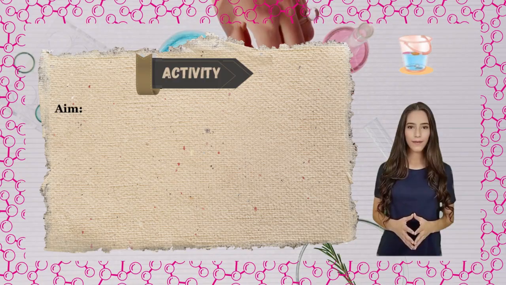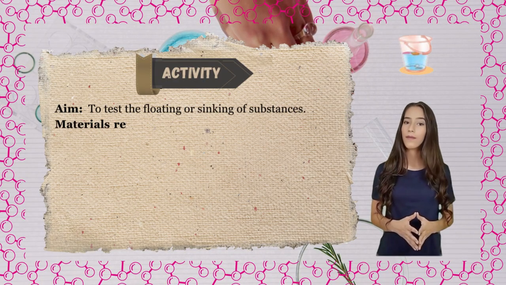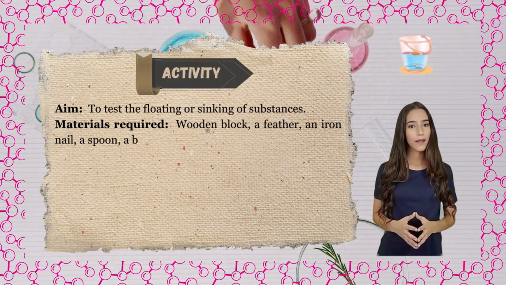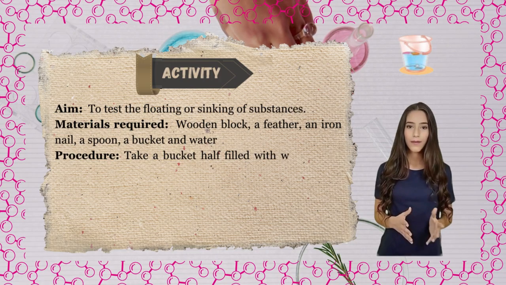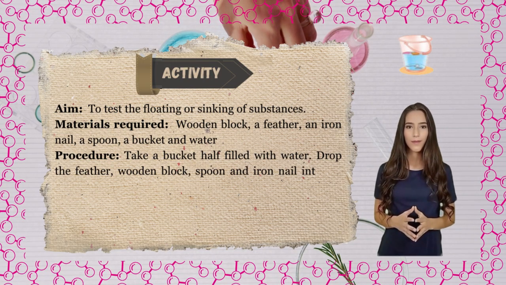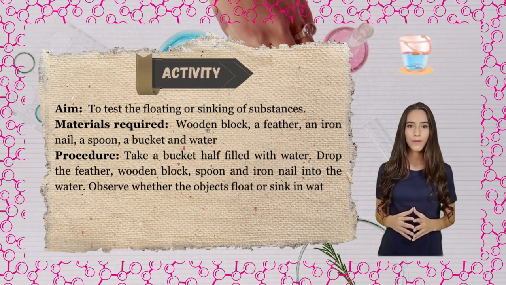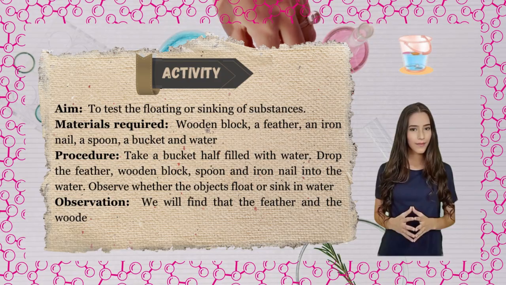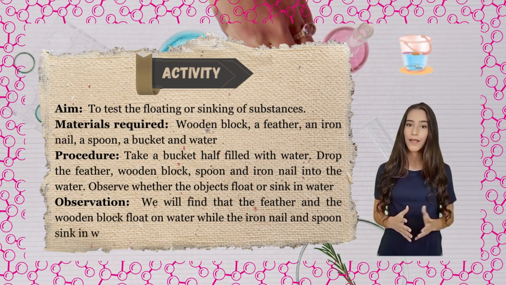Activity. Aim: to test the floating or sinking of substances. Materials required: wooden block, a feather, an iron nail, a spoon, a bucket and water. Procedure: take a bucket half filled with water. Drop the feather, wooden block, spoon and iron nail into the water. Observe whether the objects float or sink in water. Observation: we will find that the feather and the wooden block float on water while the iron nail and spoon sink in water.